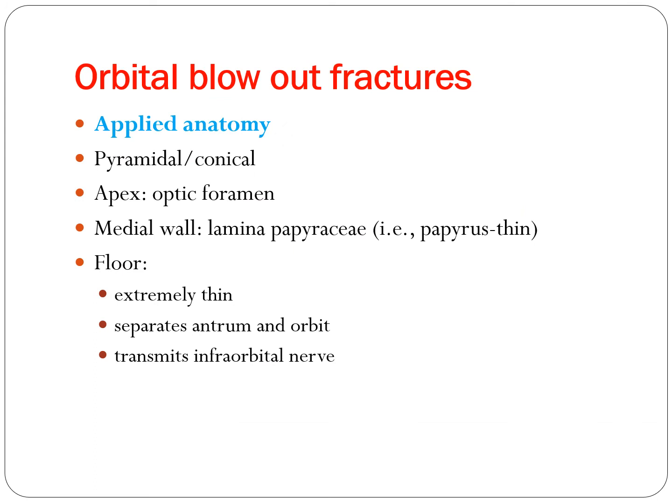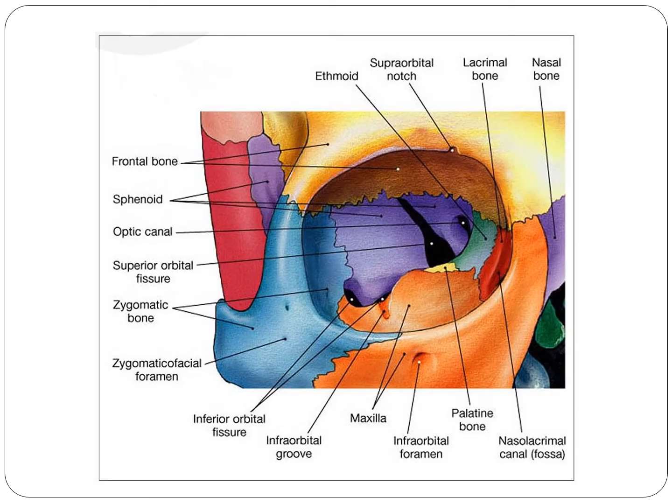Next one is the orbital blowout fracture. There are two types: blow-in and blowout fracture. The orbit is called pyramidal or conical, with the apex at the optic foramen, the medial wall being the lamina papyracea, and the floor extremely thin, separating the antrum and the orbit, and transmitting the infraorbital nerve. Orbital blowout fracture means the contents of the orbit go through to the maxillary sinus. If it is a blow-in, the contents are pushed inside the orbit.